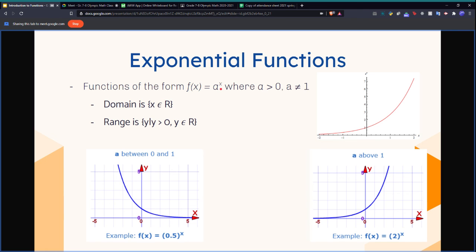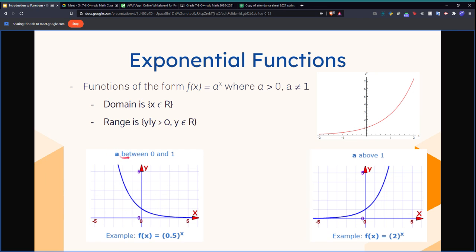So it can't be a negative number. That's why you have this y is bigger than 0 restriction. But then you also still have to state that y belongs to a set of real numbers, because y can be any positive number. Right?